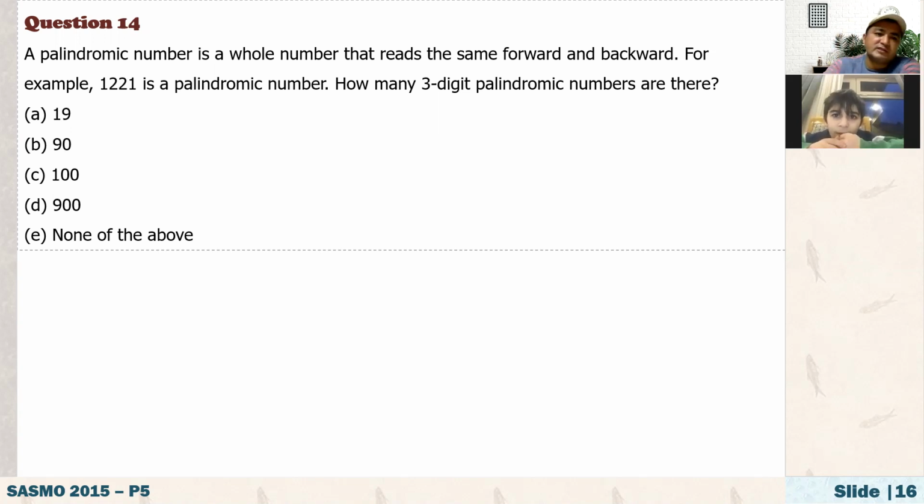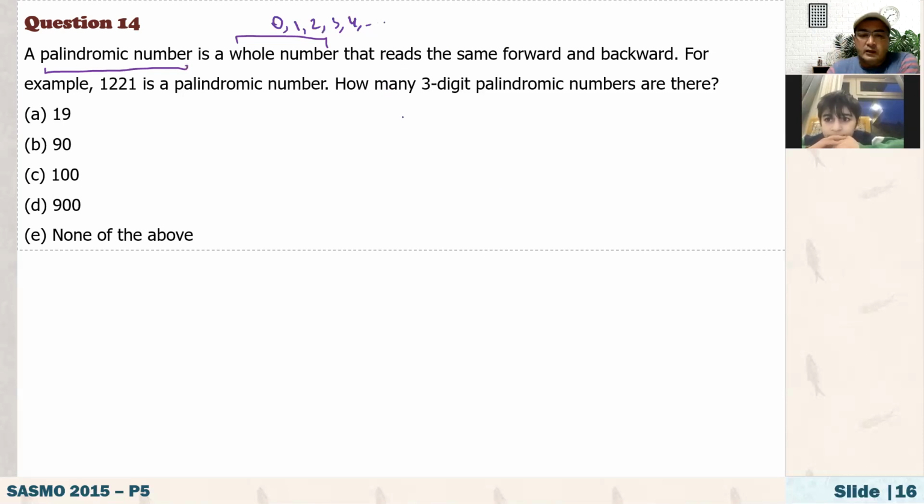Here we are saying that a palindromic number is a special name given to some numbers. It's a whole number. What is a whole number? It is 0, 1, 2, 3, 4. These are the whole numbers. What is the smallest whole number? 0. The smallest whole number is 0. Very good.